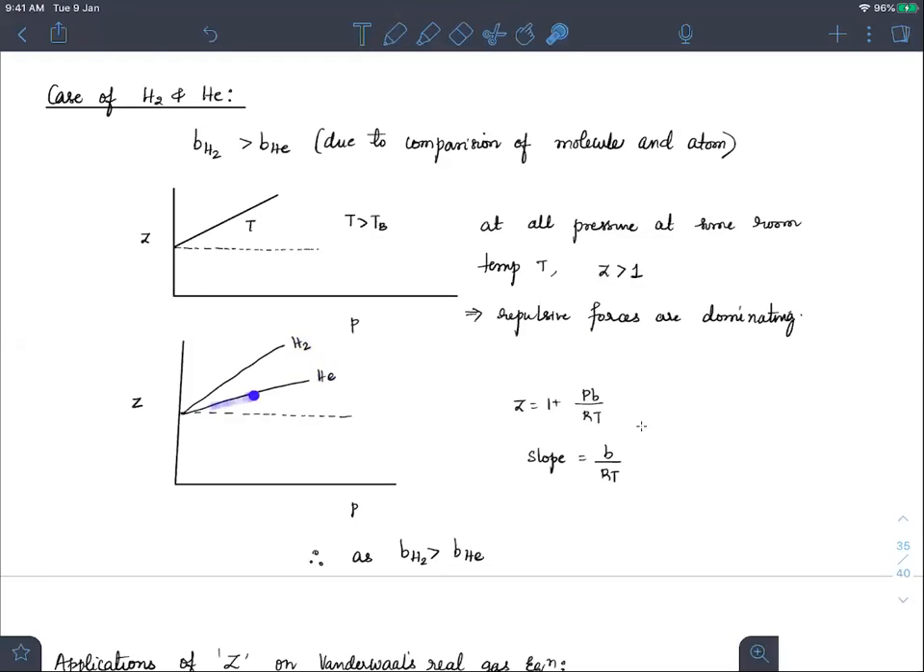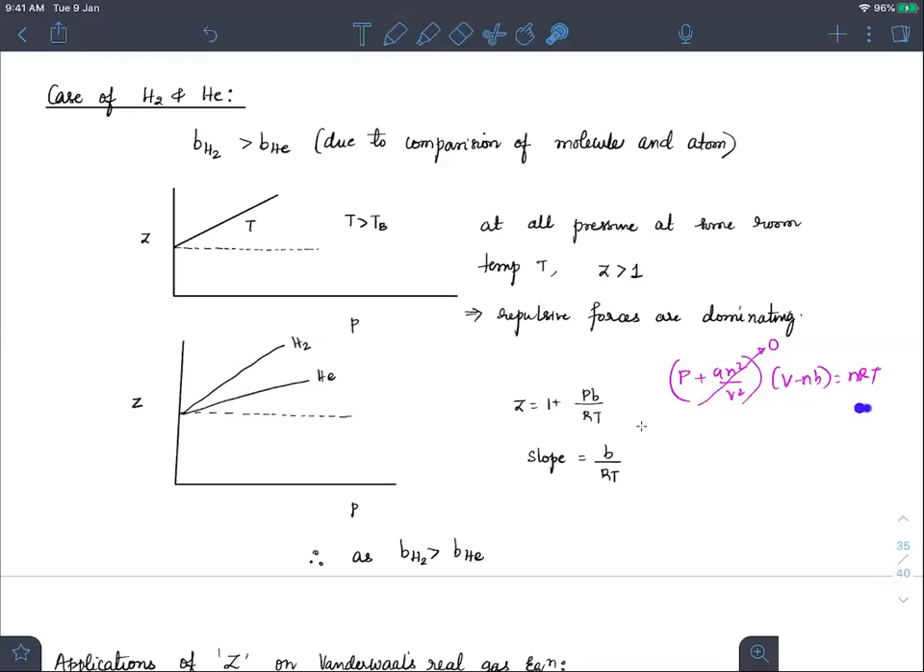Hydrogen and helium, both of them you can check out that. And if you see this, P plus A n square by V square into V minus nB is equal to nRT. Here, this part is ignorable. As you can see, at every pressure, attractive forces are not at all dominant because हमेशा ही वो Boyle's temperature के ऊपर रहेंगे at normal temperatures. So therefore this factor is ignorable.